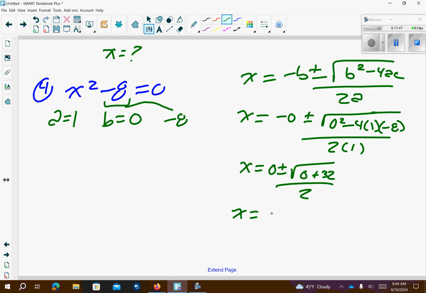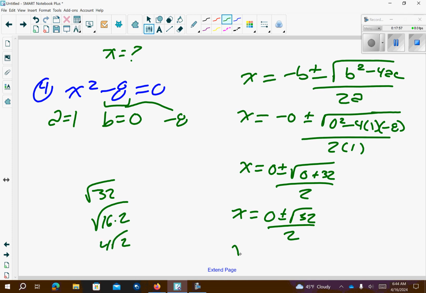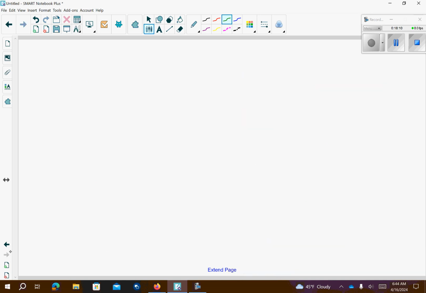So x equals 0 plus or minus square root 32 over 2. Root 32 breaks down to 16 times 2, which is 4 root 2. So I get x equals 0 plus or minus 4 root 2 all over 2. And there's my answer. You can't reduce it. It's done. You're just done. Just leave that. You're good.